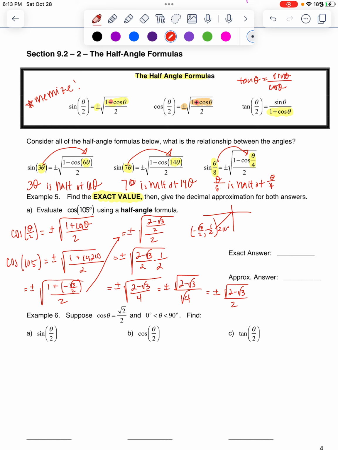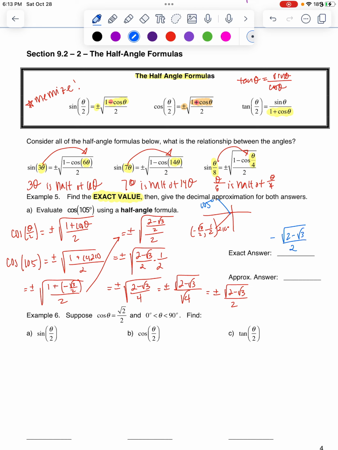Now this is when we have to figure out if we are dealing with a positive or a negative final answer. So I'm going to go back to this little drawing I did up here. 105 degrees is about there. So that means that our cosine is negative. So our ending exact answer is going to be a negative root 2 minus root 3 all over 2.